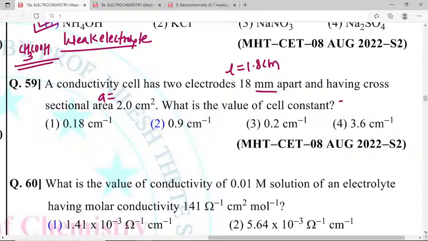So cell constant is equal to length divided by area. What is the length value? Length is 0.1 divided by 2. So this is 0.05 per centimeter. Convert millimeter into centimeter because the answer is in per centimeter and area is in centimeter square. So first convert millimeter into centimeter. 10 millimeter is equal to 1 centimeter. Okay, get it?